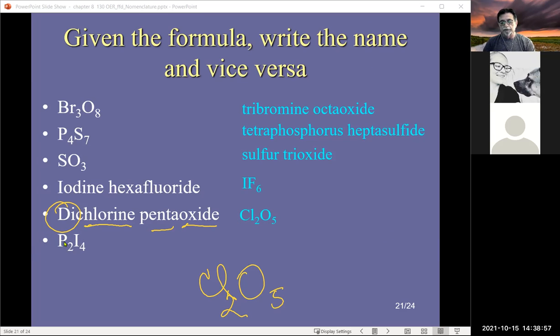Okay, and here we have phosphorus and iodine. So we got phosphorus iodine. Okay, and then go back and do the prefixes. So it's diphosphorus tetraiodine, dropping the A, but you can leave it there.